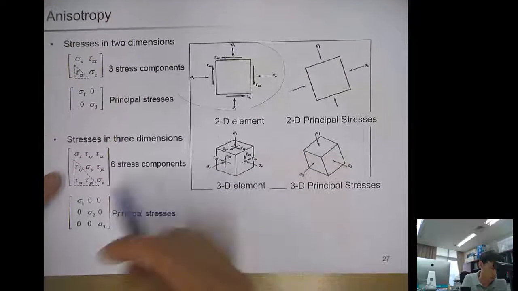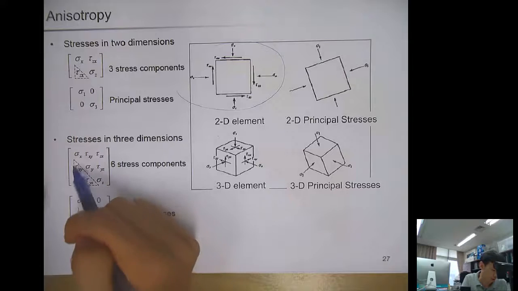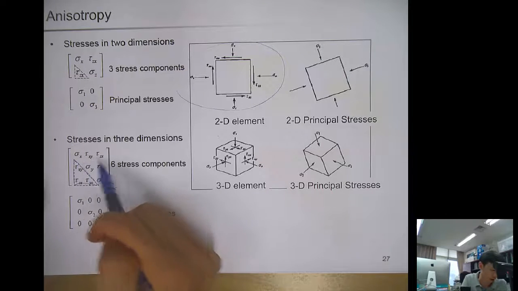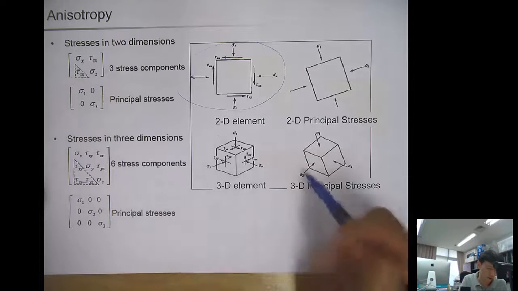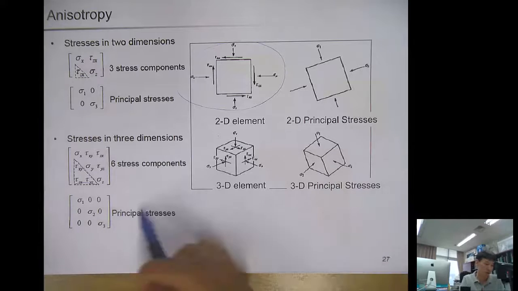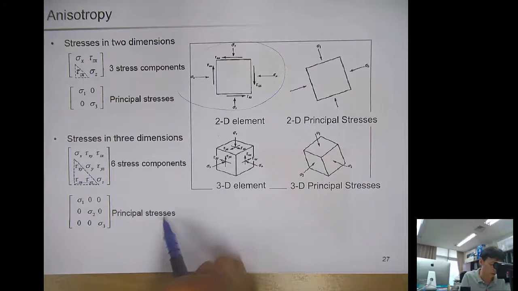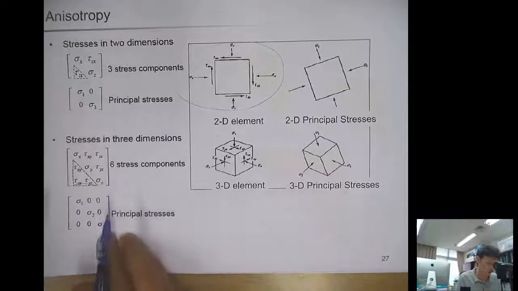In 3 dimensions, you have 6 stress components because these are symmetric. Right? Sigma x, y, z, and tau xy, tau zx, and tau yz. And for the principal planes, principal stresses are just the normal stresses without the shear stress. So sigma 1, sigma 2, and sigma 3.